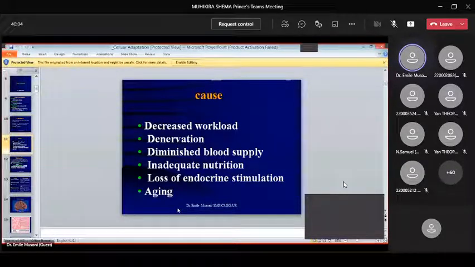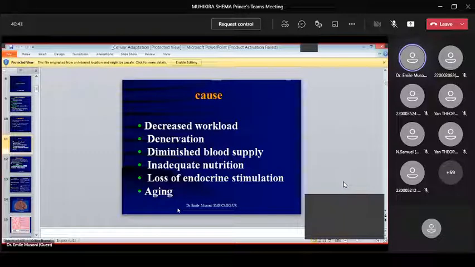The cause is decreased workload. For example, you have seen the muscle of those who do heavy work, it is well developed. But when it doesn't work, there will be atrophy, a decrease of workload. Denervation, in case of poliomyelitis, diminished blood supply, inadequate nutrition, the loss of endocrine stimulation, and aging. These can cause atrophy.